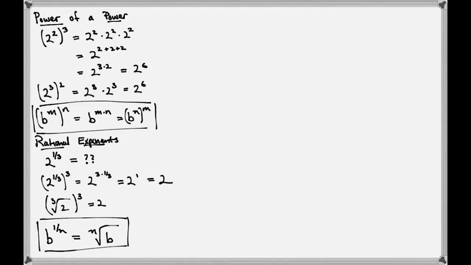There are some obvious concerns here. If n is even, b must be greater than or equal to 0. So I'm assuming b is greater than or equal to 0 for n even.